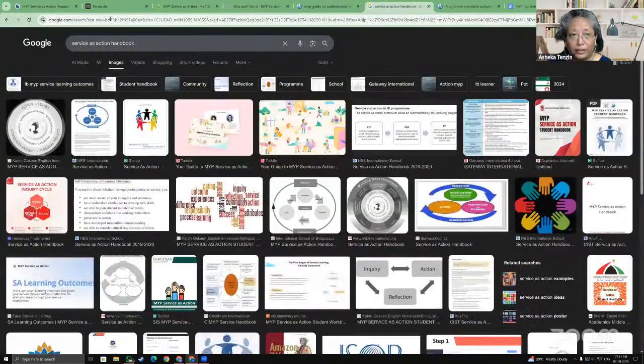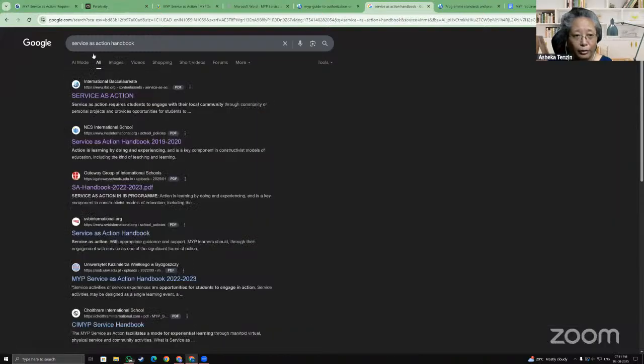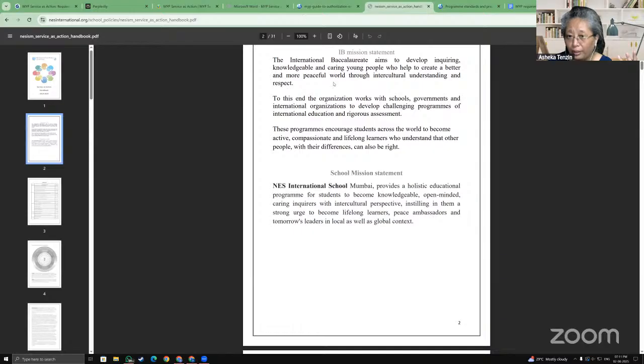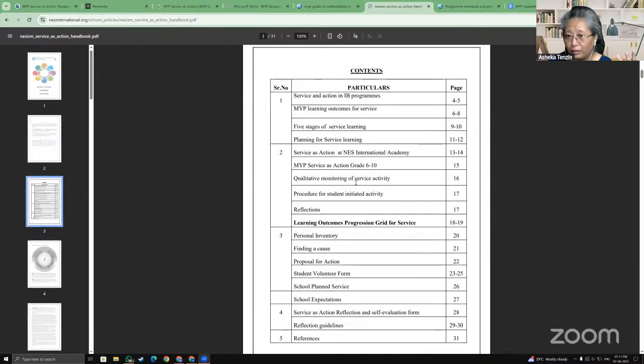Another services action handbook: when you search services action handbook, you will find one from NES International School. This particular handbook is also really good. You can see the different contents of this handbook: services action in IB programs, the learning outcomes. Just like the IBDP has 7 learning outcomes, there are 7 learning outcomes in the MYP for service. Then the 5 stages of service planning.